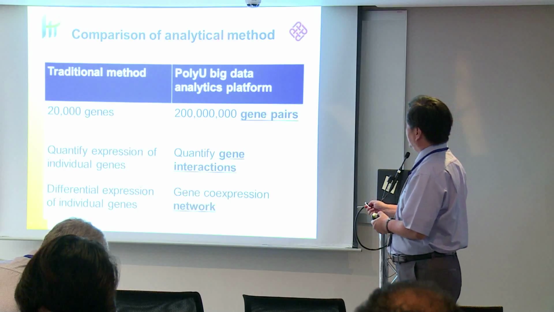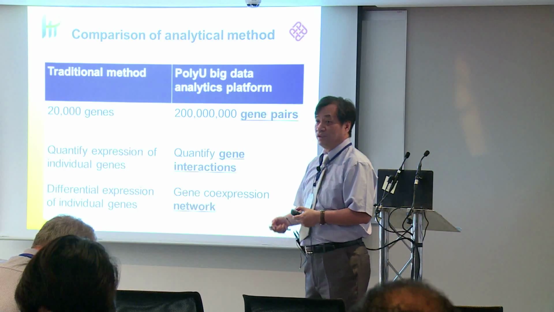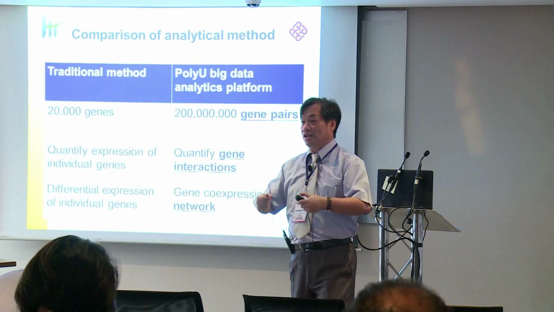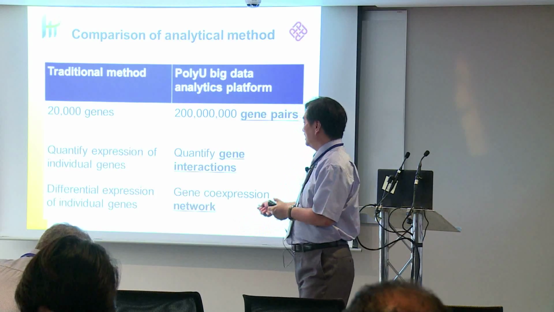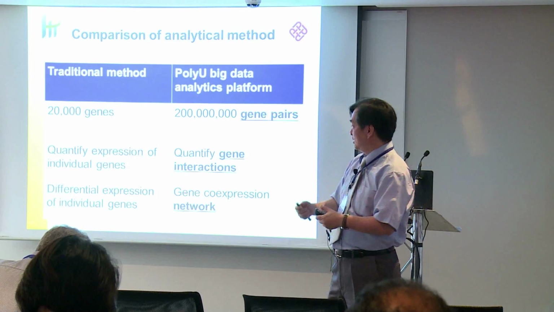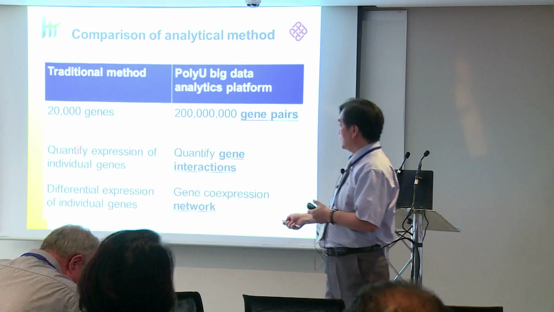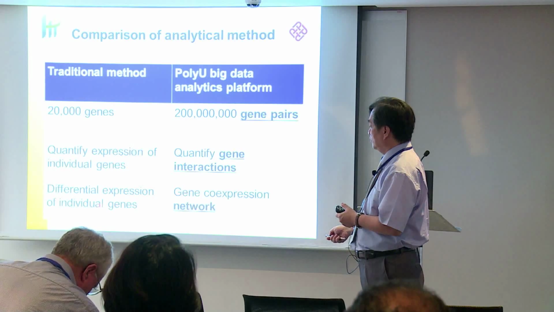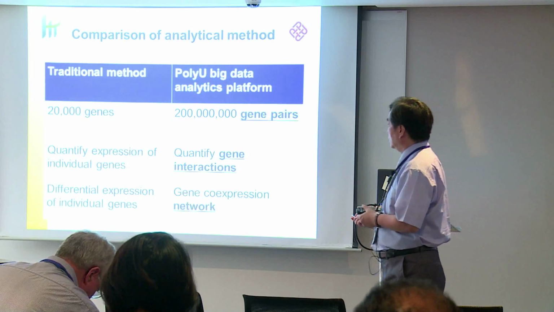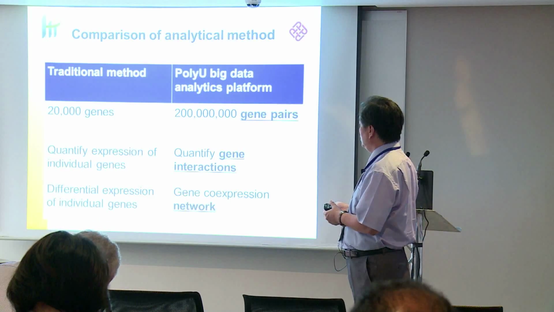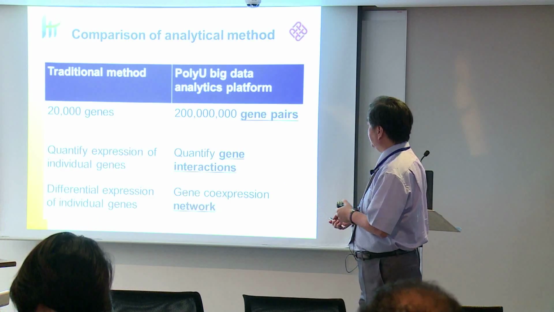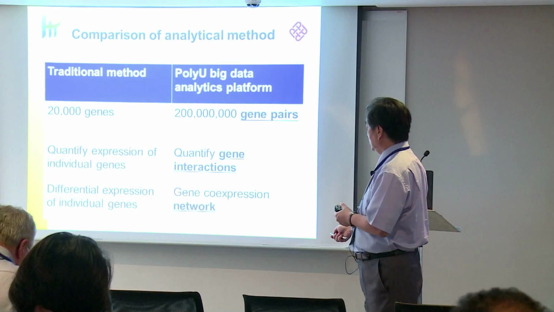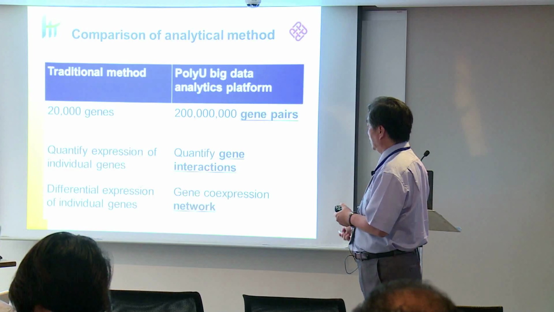Now, a comparison of analytical methods. In the traditional method, there are 20,000 genes whose expression we try to compare. Microarray does this, trying to see how many fold differences there are, and we quantify the differential expression of individual genes. But with our platform, we can have 200 million gene pairs that co-express together. So we quantify the gene interactions to establish so-called gene co-expression networks.